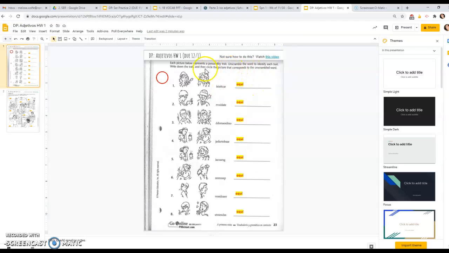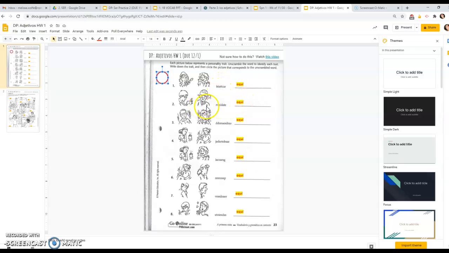And then it says circle the picture that corresponds to that unscrambled word. So the unscrambled word is artístico, artistic. So I'm going to reach over here, grab one of these, and circle the one that shows me that somebody's being artistic. It would be that one. I'm going to undo so this isn't automatically finished for you. And you're going to do that for the rest.